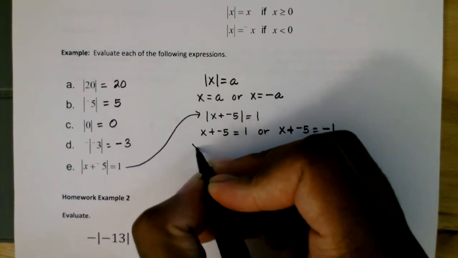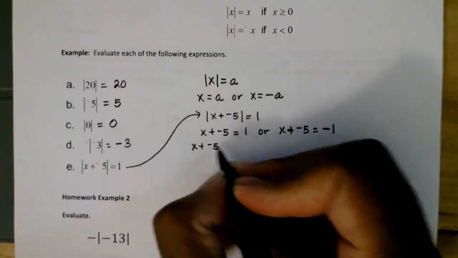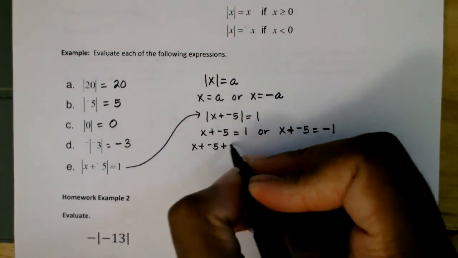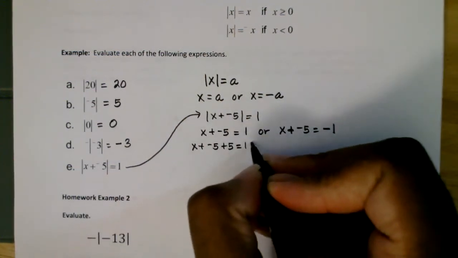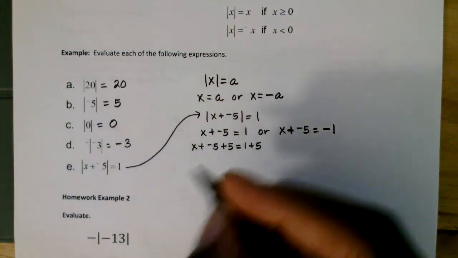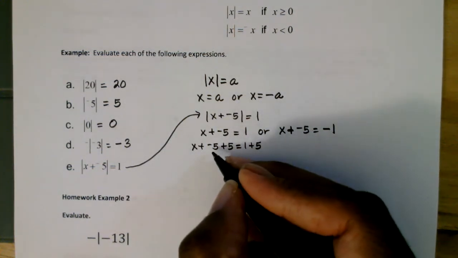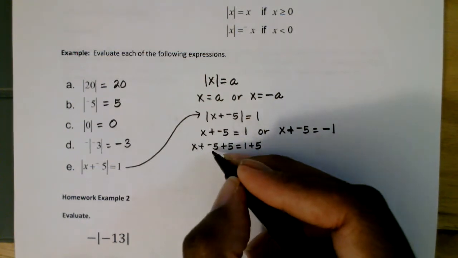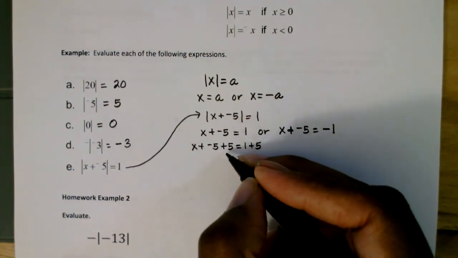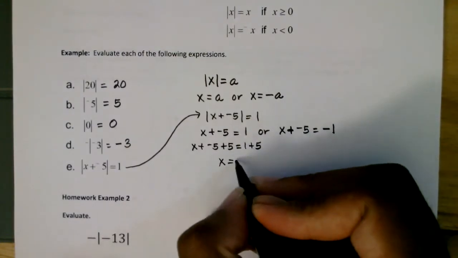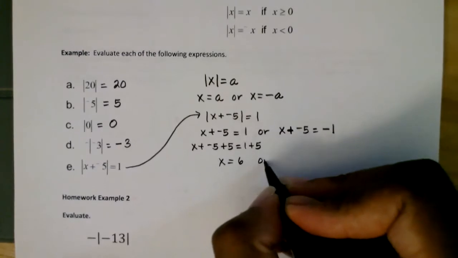Okay, so for the x plus negative 5 is equal to 1. Well, the opposite of negative 5 would be positive 5. So I'm going to add 5 to both sides. I'm just adding the opposite on both sides of the equation. Now, the sum of a negative 5 and a positive 5, that's going to be 0. The sum of the negative number and its opposite is 0. So you'll be left with x equal to 1 plus 5, which is 6.